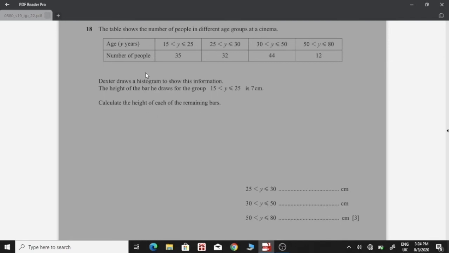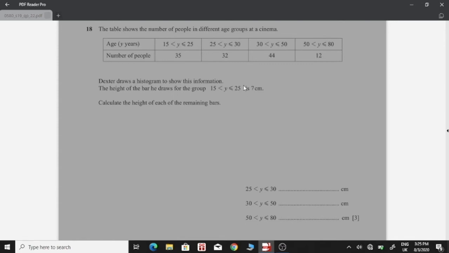Okay, so to draw the histogram, we calculate frequency density, which is equal to the frequency divided by the range. As we can see over here, the range has a gap of 10. So if we divide 35 by 10, this would give us the answer as 3.5. And then let's see what relationship there is between 3.5 and 7. I'll divide 7 by 3.5 and that gives us the answer as 2. So if you multiply 3.5 with 2, you get the answer as 7.